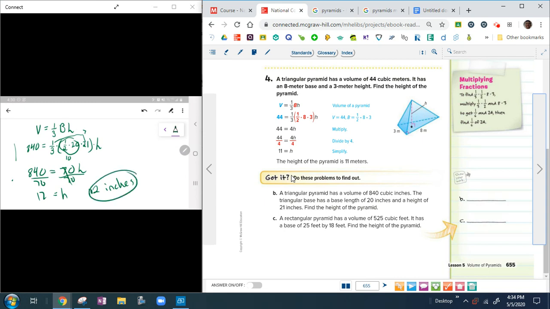I'll give you the option if you want to try the other one. I'm going to pop up the answer. You can pause and try it and see if you're on the right track, or you can skip it. All right, 12 inches and 3.5 feet.